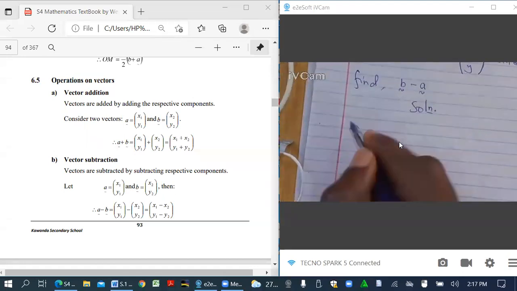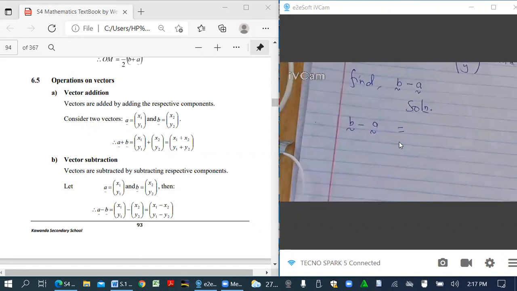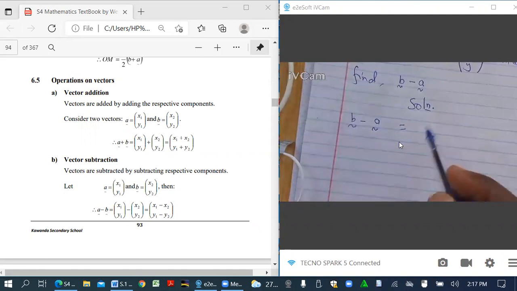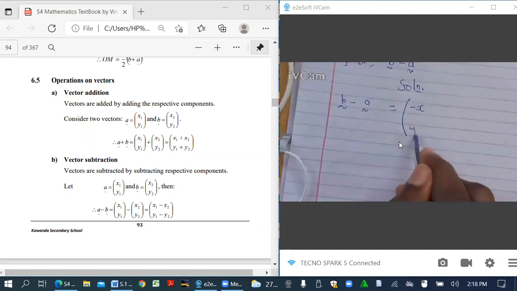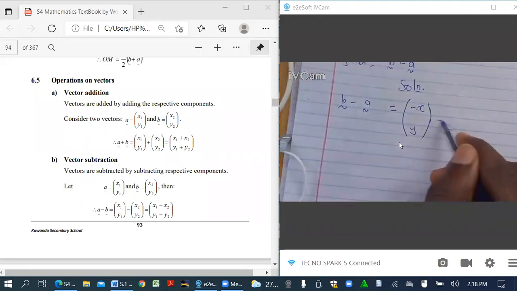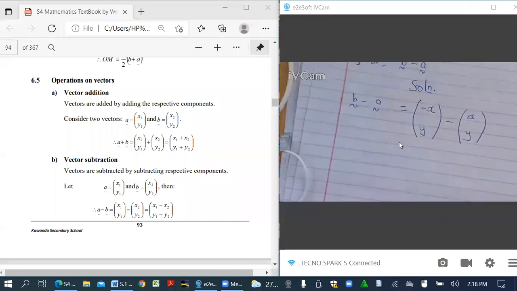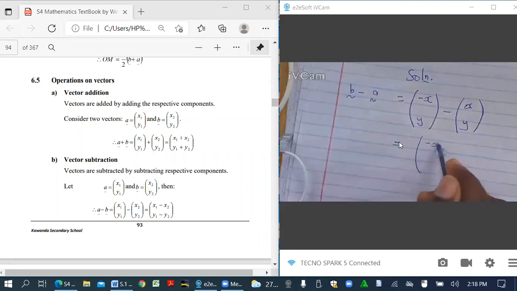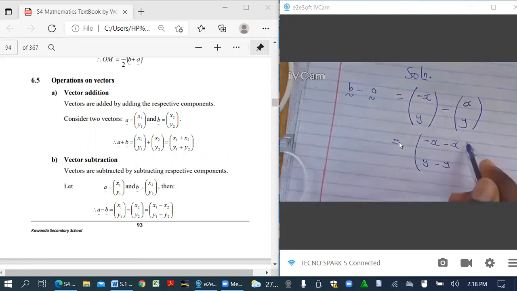Solution. Let's look at the solution. We have B minus A. So follow the order of the operations with me, don't interchange them. Are we together? Yes. Don't interchange them, please. So which means B must come first. So what is our vector B? Negative X, Y. Not so? Take away A, which is X and Y. So when you do that, you have negative X minus X. Are you seeing that? Negative X minus X. Then Y minus Y.